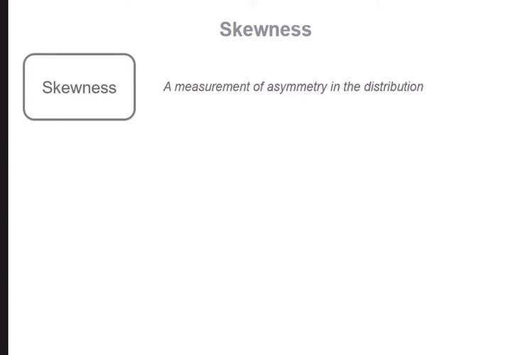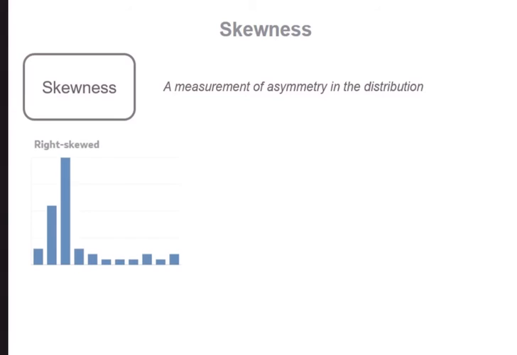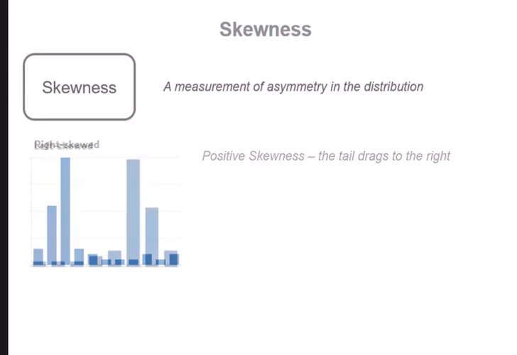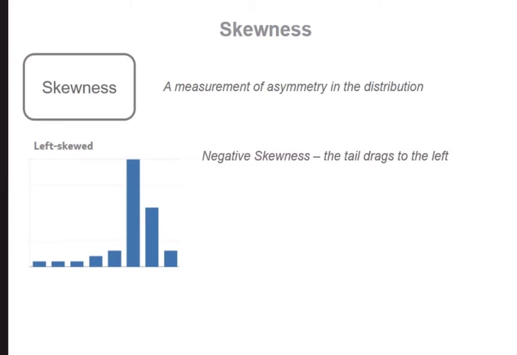If it is skewed to the right, it is positively skewed, and the distribution looks like the following. Positively skewed means that the tail drags to the right of the chart. If it is skewed to the left, it is said to be a negative skew, and the longer tail will drag out to the left.